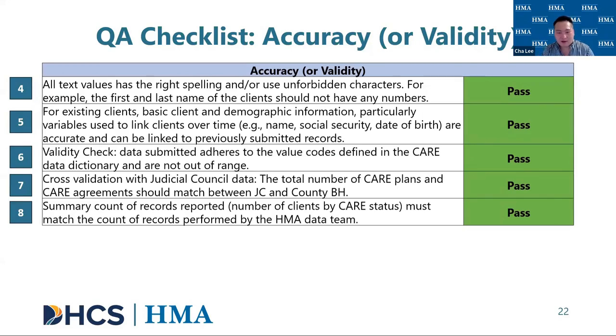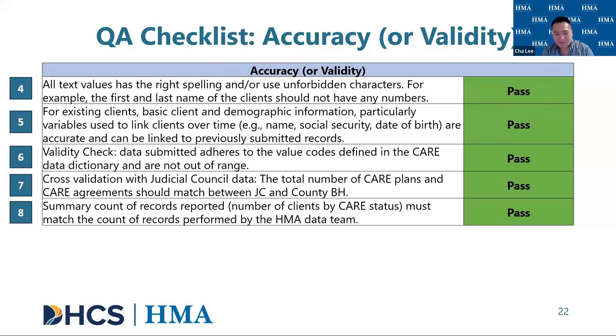Accuracy and validity. Next, we're basically going to look for accuracy or validity of the data. Element 4 to element 8 fall under accuracy. Element 4, for each variable that allows a text response, we're going to be checking for spelling, and we're going to be checking to see if the response is actually using any forbidden character. If there are any, we're going to be asking the county to fix that.